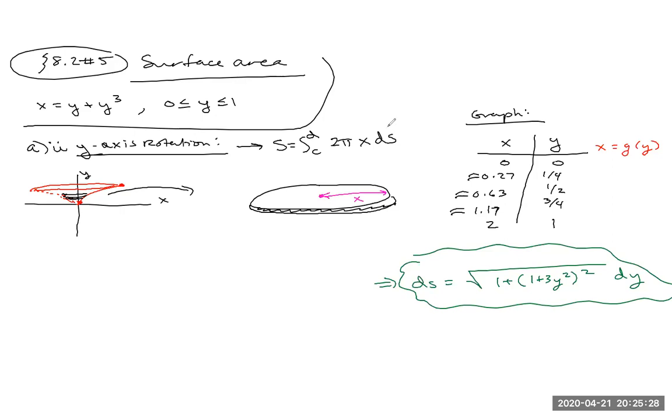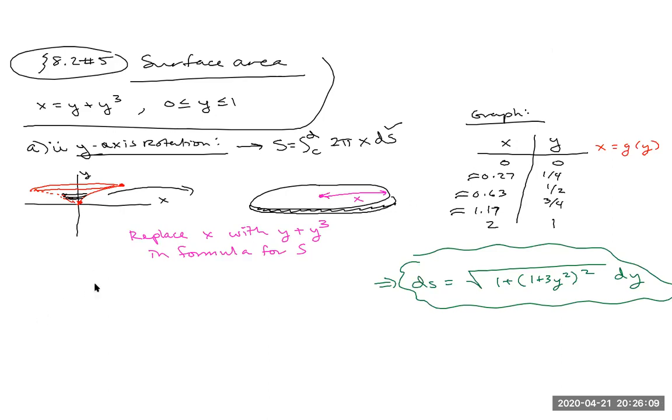As we discussed, it'll be the same ds as before because we want y's in our integrand based on these bounds. The 2 pi is not going to change either, so we just need to figure out what the x portion will be. Since you have an x in the formula, but x is given in terms of y, and you want y's in your integrand, you're actually going to replace x with y plus y cubed in the formula for s.